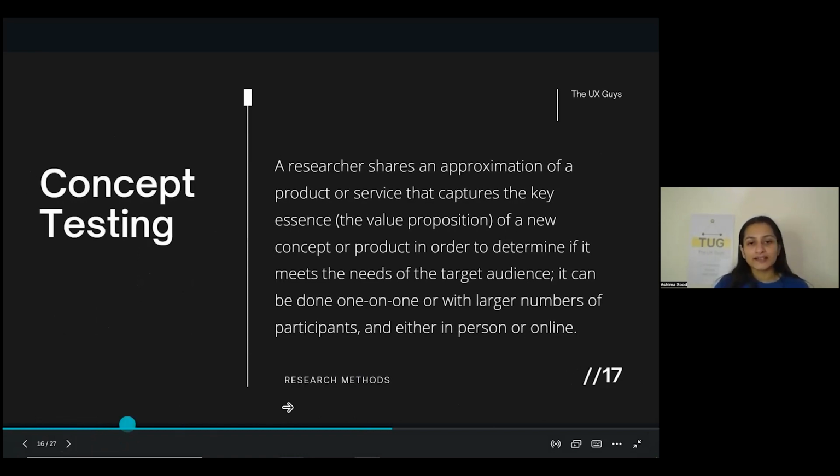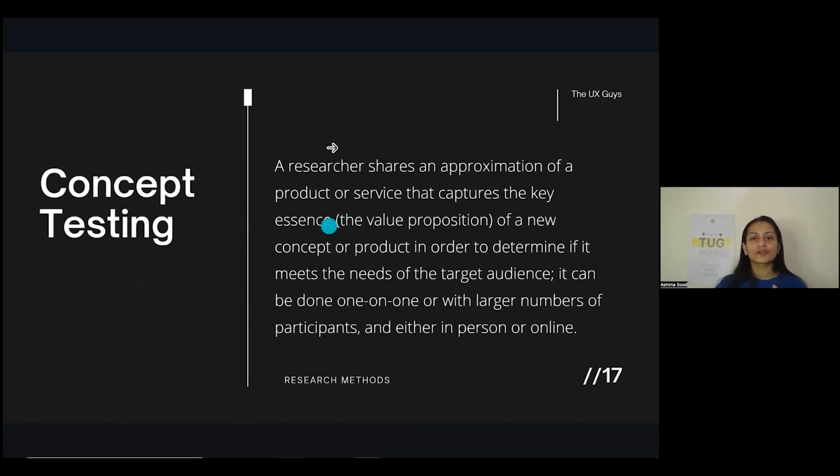Then we have concept testing, which is much earlier in the whole design process. So this is when a researcher shares an approximation of the product or service. So it could be like a very early prototype. And basically they're trying to capture the key essence or the value proposition of a new concept or product in order to determine if it meets the needs of the target audience. It could be done one-on-one or with larger numbers of participants and either in person or online. So this is very early, it's more MVP.